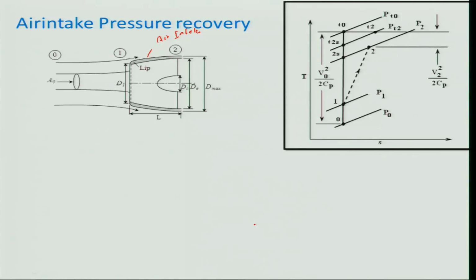So, now if I look at the processes in the T-s diagram, what is happening? This P naught is the free stream static pressure, and there is a compression 0 to 1. What will it be? Isentropic compression. Am I right? Can I say isentropic? Because there is no surface, and the heat losses will be very, very low. So, it is adiabatic and reversible, because there are no friction losses and no solid surface.